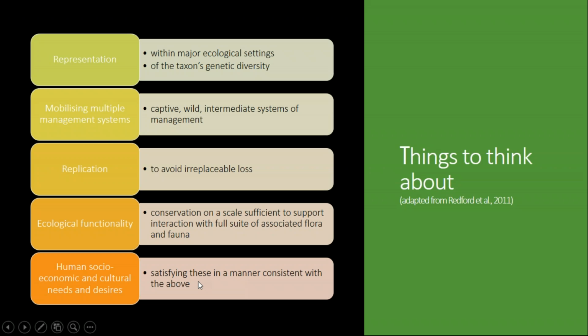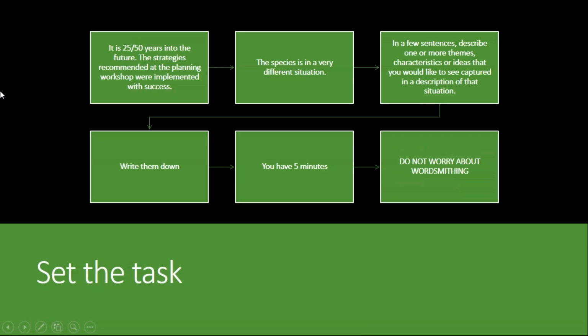And then set the task. So this is a very simple set of task instructions. It's sometime in the future, and 25 and 50 years are often used. It can be 100 years, but 25 to 50 is often used as something that is close enough to seem realistic, but far enough away that it does allow you to take yourself out of operational challenges.